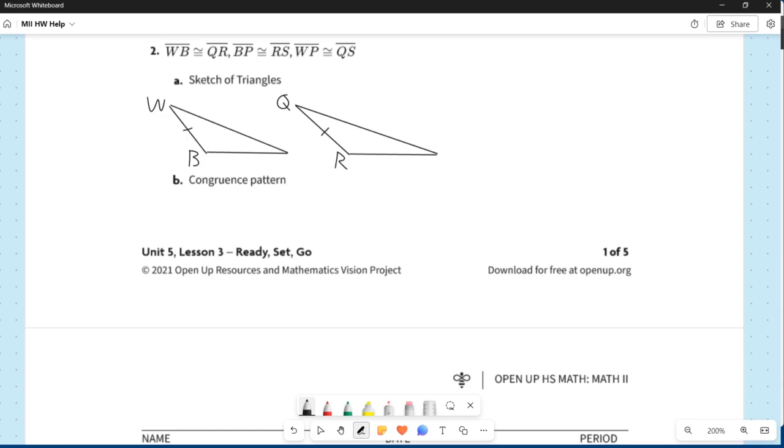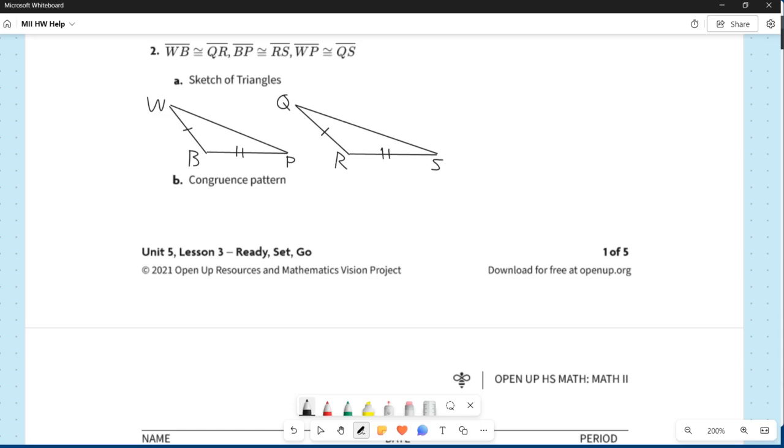Our second statement says that side BP is congruent to side RS. Well, there's only one place where I can put P now, which is bottom right. And likewise, there's only one place I can put the S, which again is bottom right. And we're told that BP is congruent to RS, so I want to indicate that those sides are congruent. I can't do one hash mark because I've already done that, so I'm going to do two, just like that.